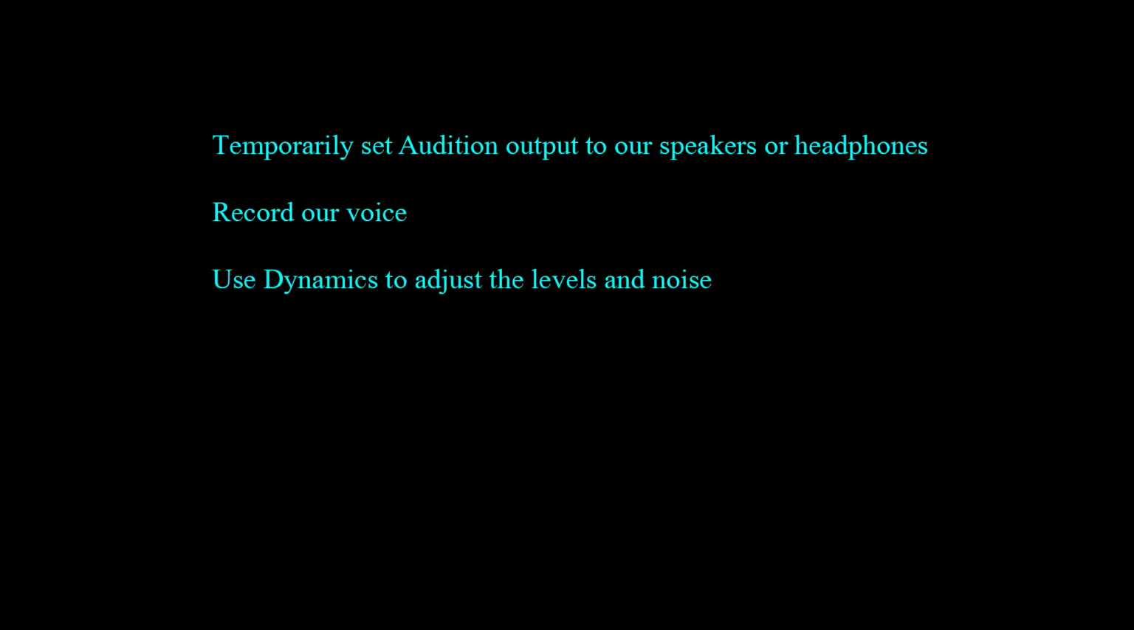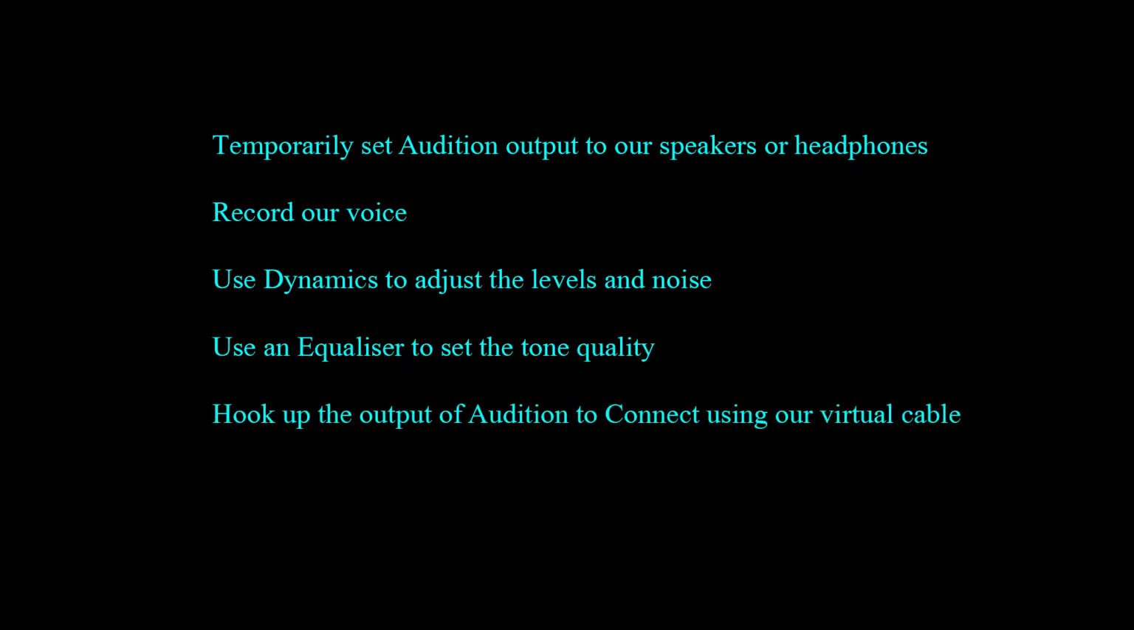So going through the steps to set this up, first of all, we'll temporarily set Audition output to our speakers or headphones so that we can hear what we're doing. We'll record a section of our own voice so that we can get it to sound the way we want. And then we'll use dynamics in Audition to adjust both the levels and get them under control and to cut out some of the background noise. Then we'll use an equalizer to set the tone quality and control that hiss. And finally, we'll save our settings for future use on live calls with Adobe Connect.